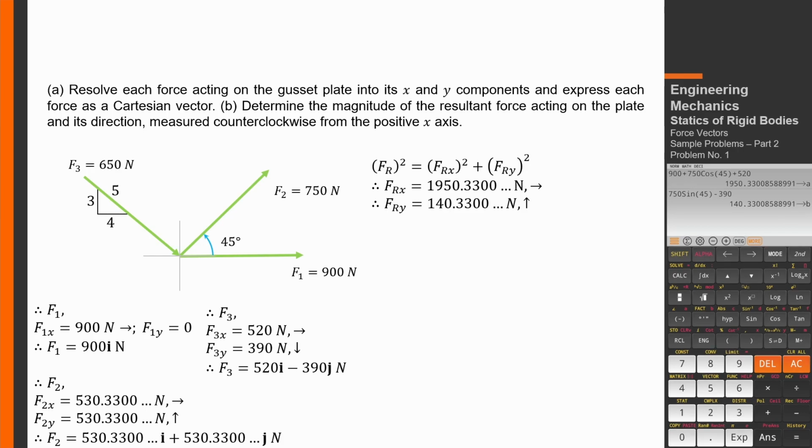So, solve na natin to. Square natin, so a squared plus b squared. So, 1955.3721. Yun yung final answer. So, 1955.3721 newtons.